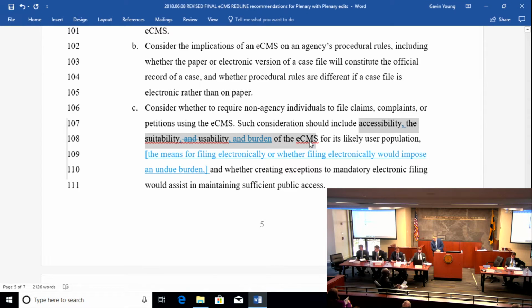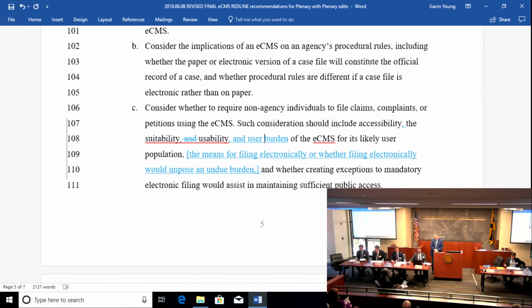On its likely user population. I was thinking of user burden. That works too. So let's put, just for now, user before burden. So what we would do would be to amend the language as it was already agreed upon to add "and user burden" in line 108. Do I have that correct?